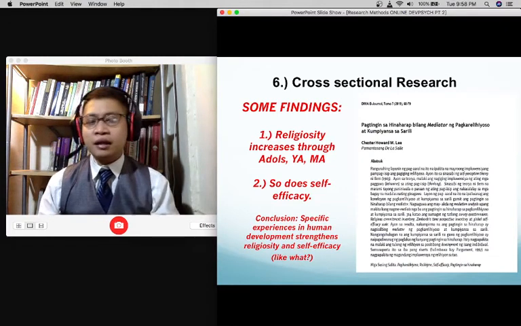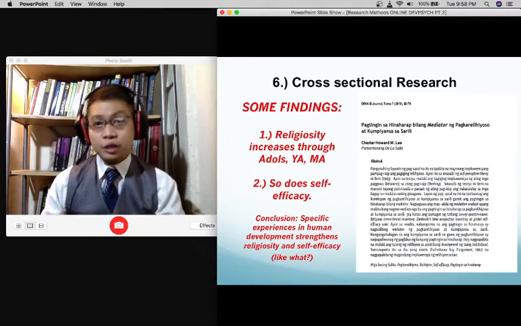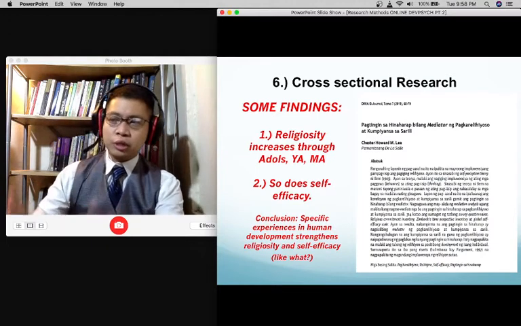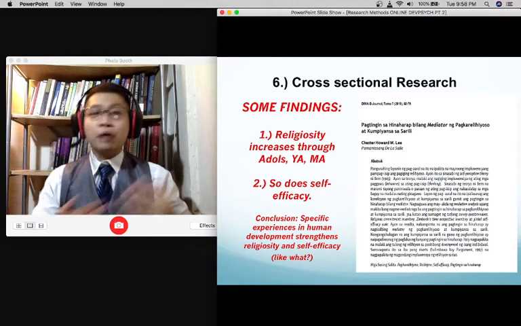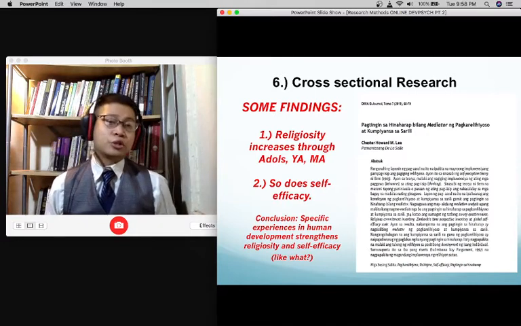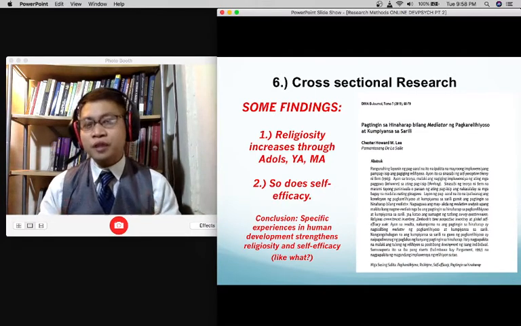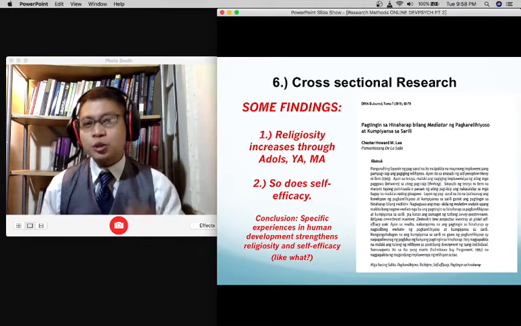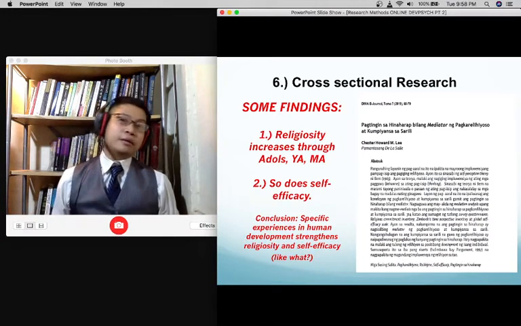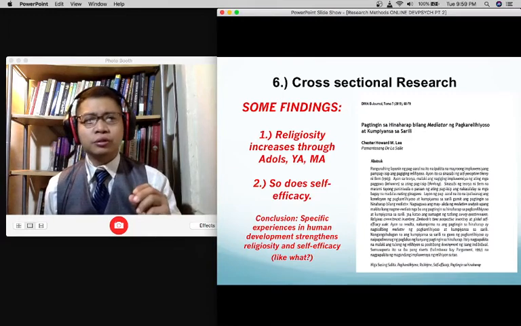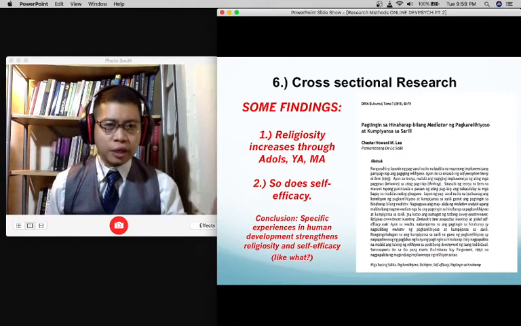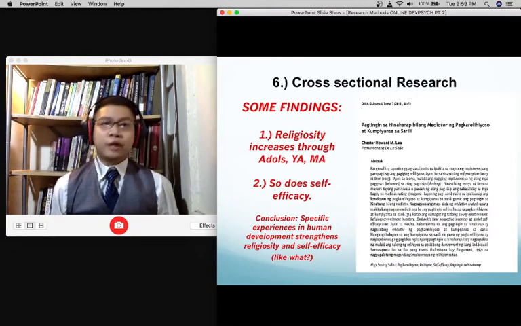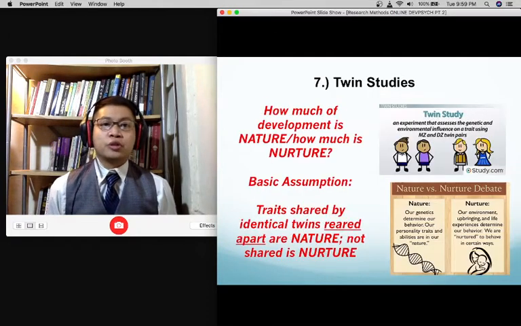Diba? Nanganganak ng panibagong tanong yung isang research. Nagsimula ka sa tanong, sinagot mo yung tanong, nanganak ng bagong tanong. That's how scientific research works. That is how the field of science grows. And that's what makes the field of science so exciting. Diba? Lagi kang merong bagong tanong na itatanong after mong sagutin ang isang tanong. Alright, so I hope you got the difference between longitudinal research and cross-sectional research.